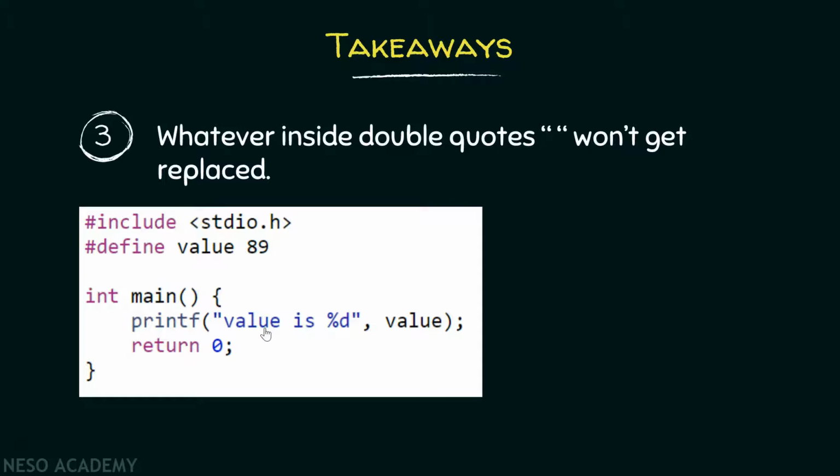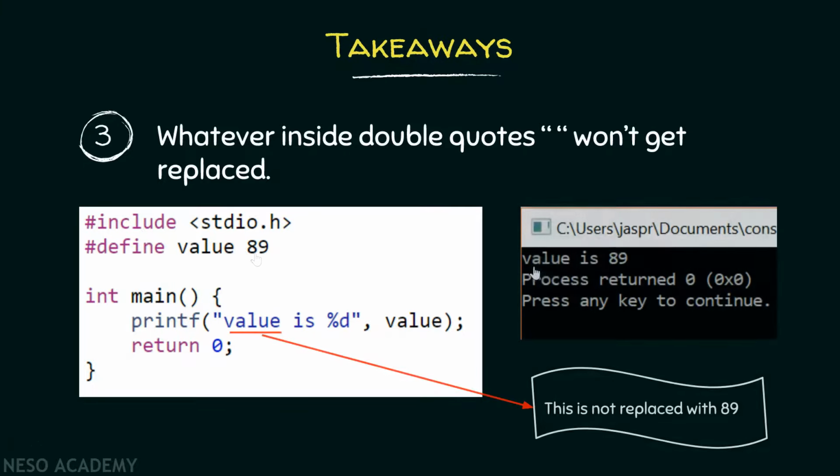If you think in this example, this value is also going to get replaced with 89, then you are wrong. Because this is inside double quotes and it is treated as a string, the preprocessor won't replace this particular value with 89. It is only going to replace this value with 89. Now the output is "value is 89", not "89 is 89". Whatever is there in double quotes is not going to be replaced by the preprocessor.